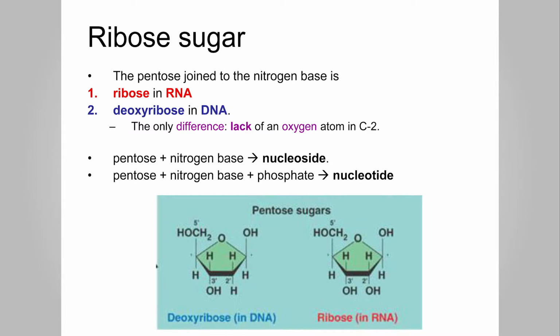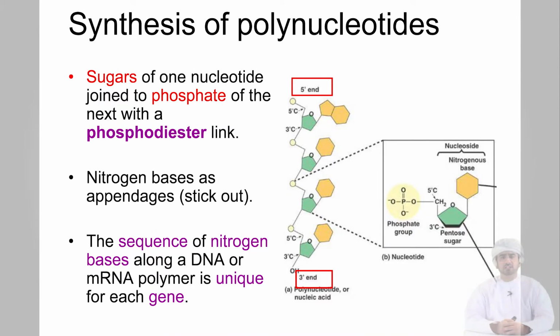Now, if these bases are missing a phosphate group, we call them nucleosides. However, if they have all three components, the pentose, the nitrogen base, as well as the phosphate, we call them nucleotides. So how are these polynucleotides made? How are they synthesized? Basically, you have a sugar of one nucleotide that then joins a phosphate of the adjacent nucleotide by what we call a phosphodiester link.